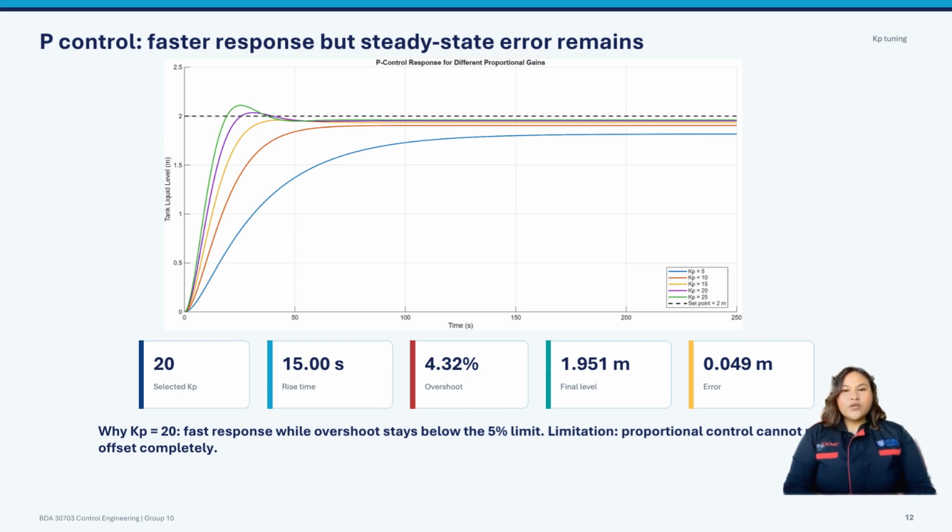Although the P controller gives a fast and stable response, it cannot completely eliminate the steady state error. Therefore, we added derivative and integral terms to further improve the system performance. That's all from me, and I will pass it to Wan Alris.